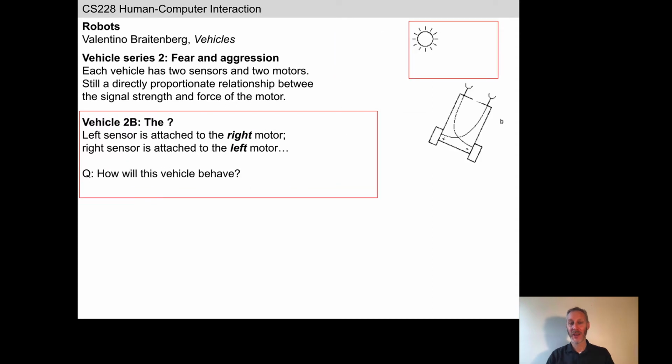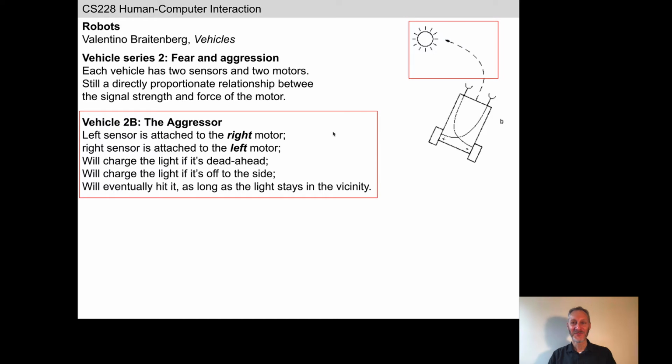If 2A was called the coward, what do you think Braitenberg called vehicle 2B? If you had to name this vehicle, what might you name it? Perhaps. So Braitenberg referred to this as the aggressor, right?